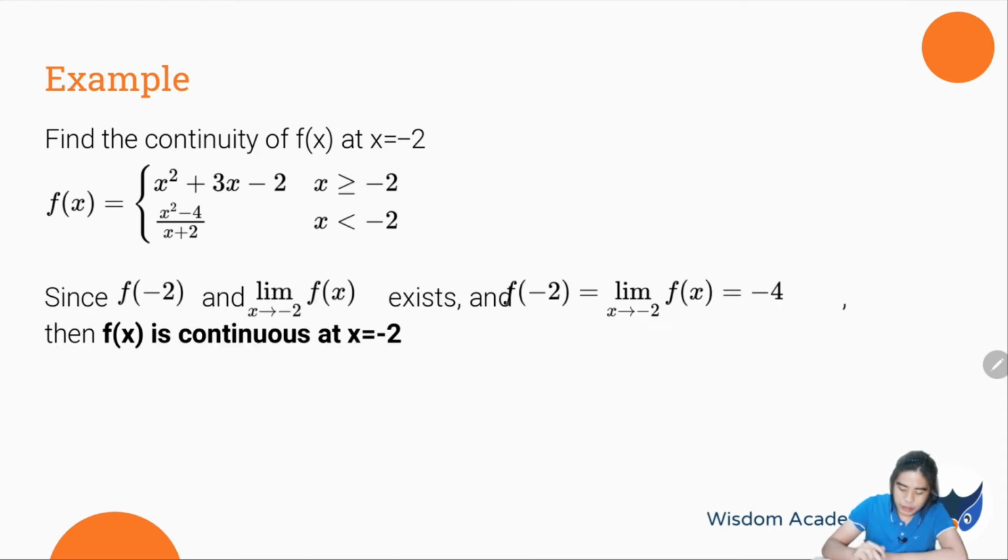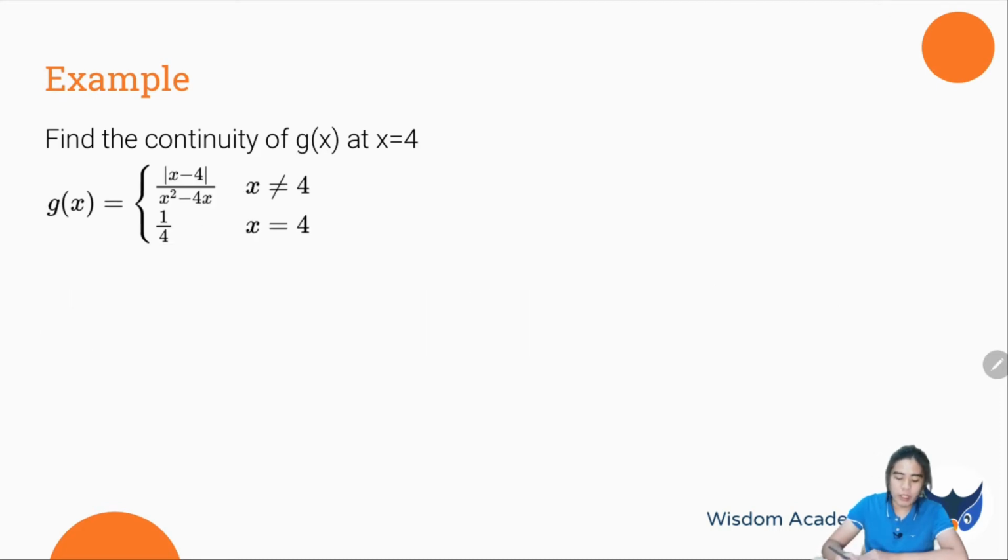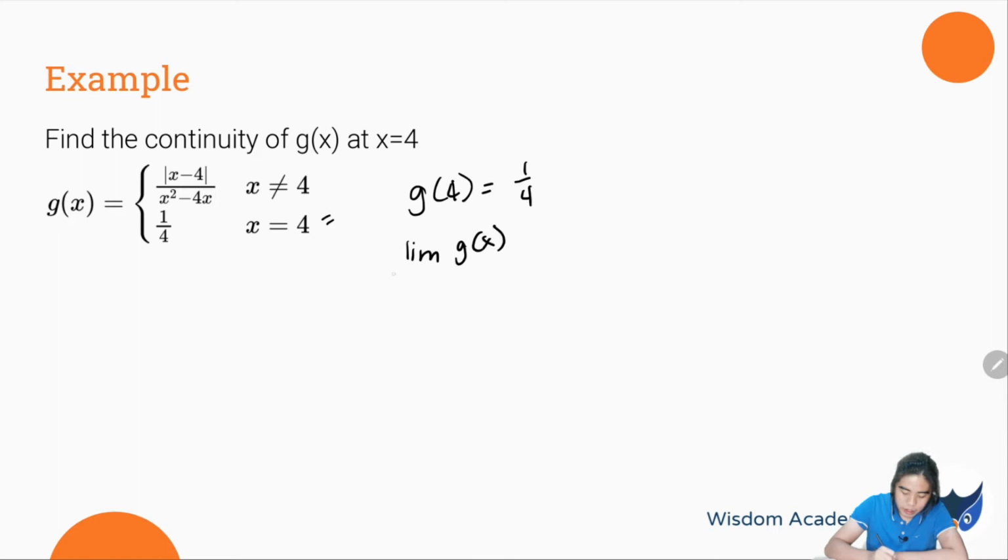So, that is our final answer. Okay? So, ganun lang mag-solve ng continuities. Ngayon naman, hanapin naman natin yung continuity ni g of x at x equals to 4. So, yung g of 4, makukuha agad natin since ito lang yon. So, 1/4.